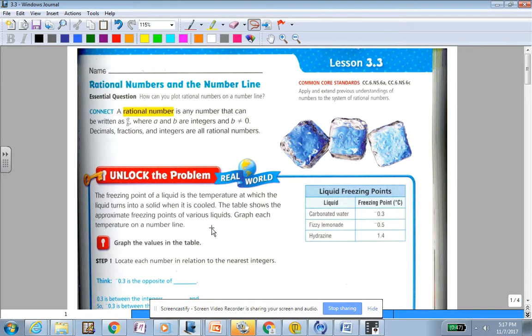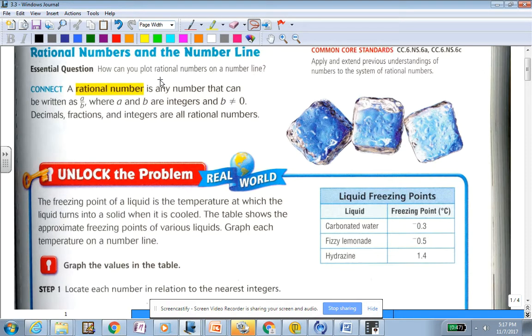This lesson comes from Go Math Lesson 3.3, in which we're using rational numbers and the number line. If you notice, the essential question reads, how can you plot rational numbers on a number line? Well, that lets you know we're going to be working with number lines today, and we're going to be plotting rational numbers on them. Let's take a look at what it says a rational number is.